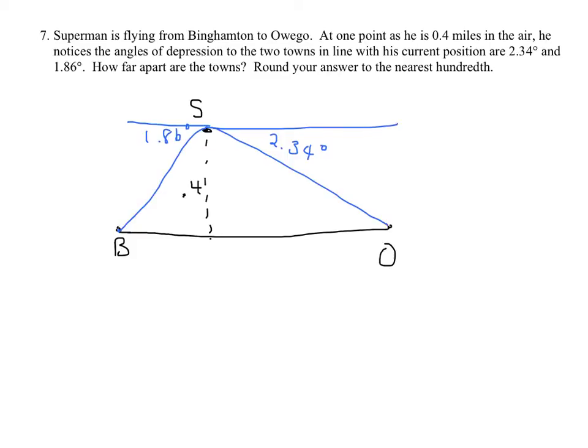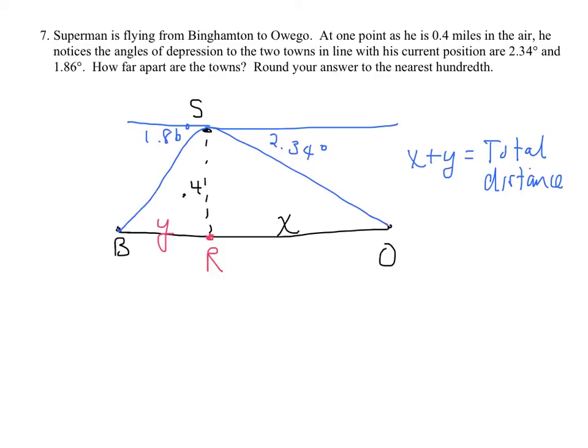Well, let's call this distance from B to this point, let's call it big fat R, little y, and let's call this distance from R to Owego, little x. Would y'all agree with me that if I add up x plus y, I'll get the total distance? Right? So all we have to do is get x, get y, add them up, and we're done.